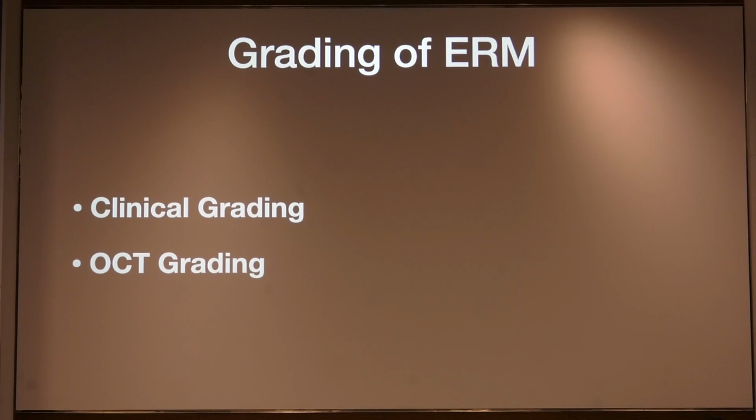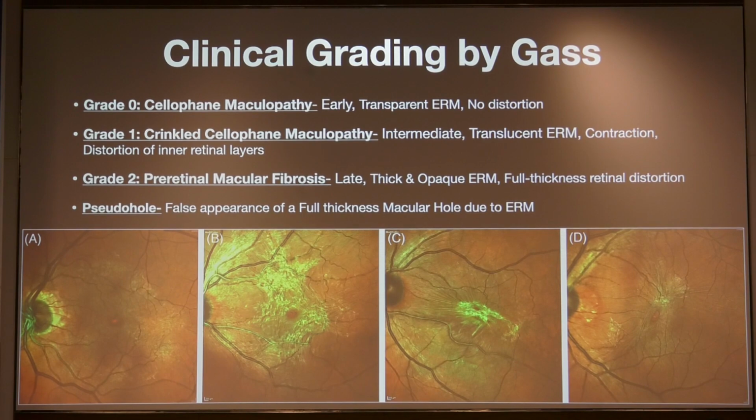Grading of ERM is important because we need to grade them to basically understand when we need to touch them. So it can be a clinical grading or an OCT grading. Clinical grading is basically a grade 0, which is a cellophane maculopathy. It's an early, transparent membrane. There's no distortion of the retina. Grade 1 is a crinkled cellophane maculopathy. It's an intermediate stage, a translucent ERM, which on contraction causes disruption of the inner retinal layers. And grade 2, there's a pre-macular fibrosis. The ERM becomes thick, opaque, and causes full thickness retinal distortion. And in the last picture, you can see a pseudo-hole formation.